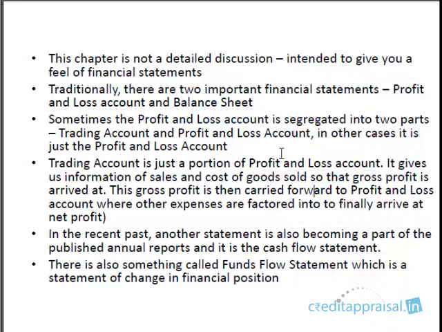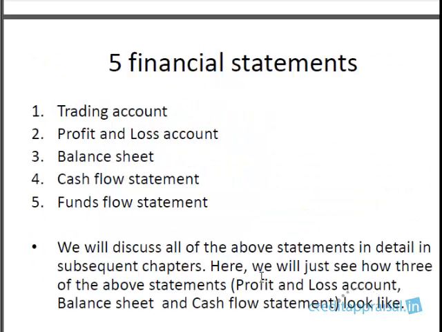Then besides P&L account and balance sheet, we also have some other statements called the cash flow statement, and there's something called the funds flow statement. What we'll do in this particular chapter is just take a look at the P&L account and balance sheet, because these are the most important statements, and cash flow statement and funds flow statement we'll be encountering in a future chapter. So as I told you, these are the five major financial statements: the trading account, the P&L account, the balance sheet, cash flow statement, and the funds flow statement.